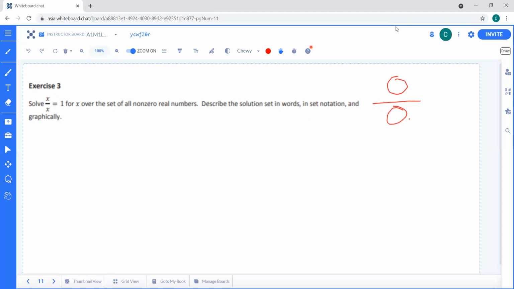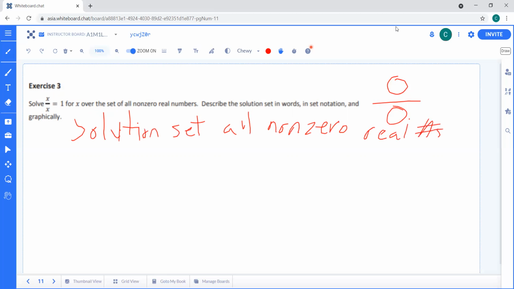So in words, we would say, I need to say the solution set. Sorry. Solution set: all non-zero real numbers. Okay. Set notation.